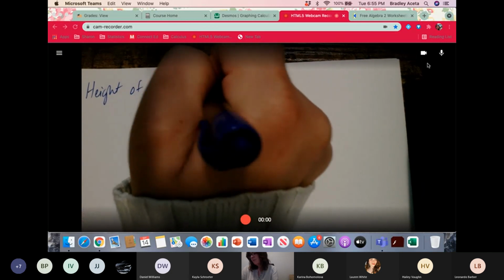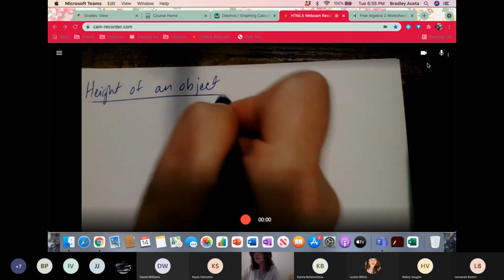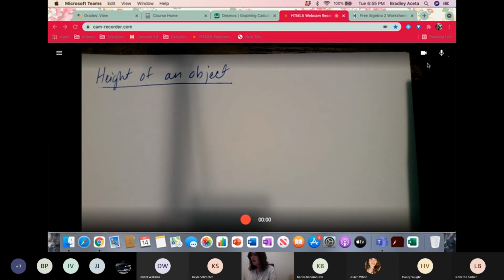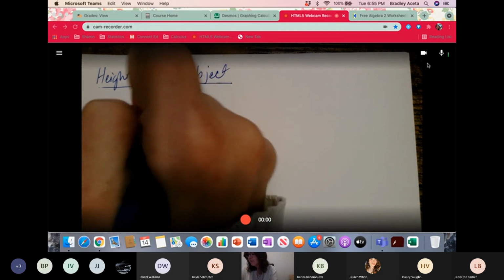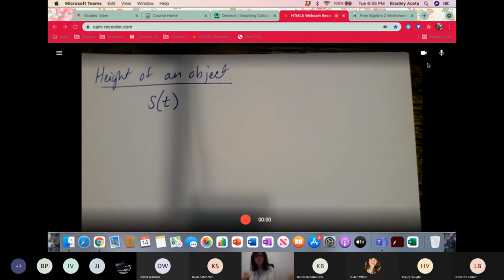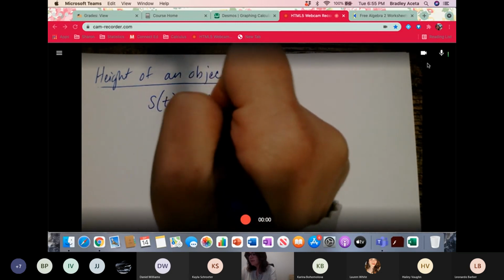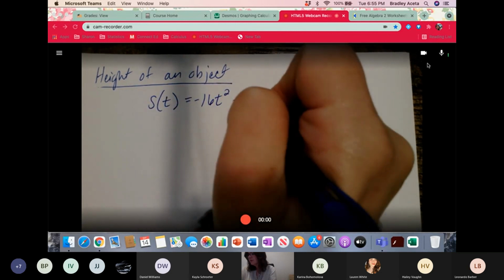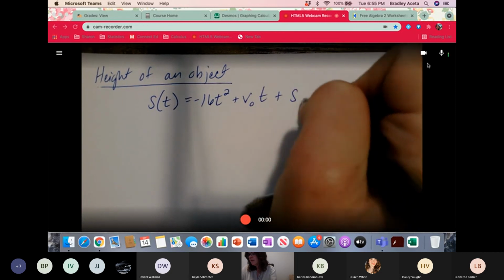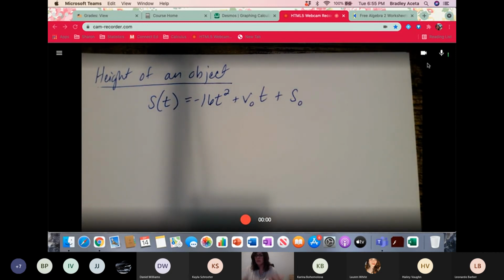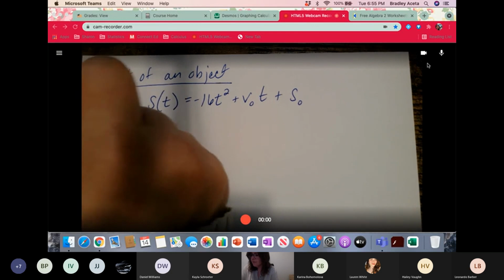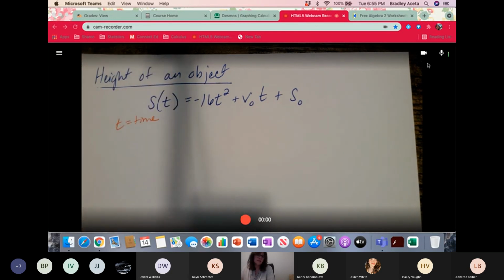Height of an object. Our last thing, and the last thing you'll see on homework. Height of an object can be written in a quadratic equation also. And the formula for height of an object, s of t, equals negative 16t squared plus v sub 0 t plus s sub 0. And let me explain what these mean so you don't get overwhelmed. So t is time, usually in seconds.